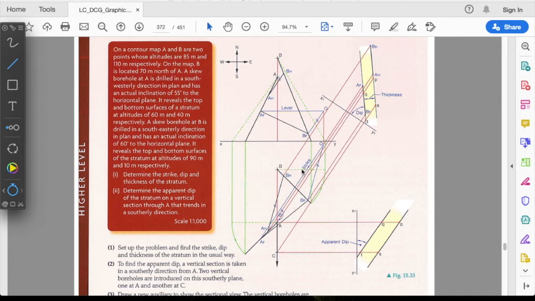So that's all you need to think about it. The true dip is looking along the strike. The apparent dip is looking at any other angle other than the way that the strike is looking.